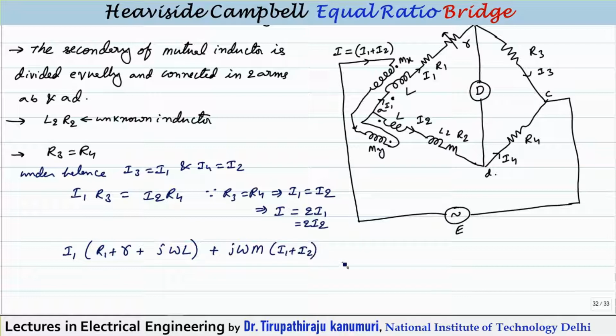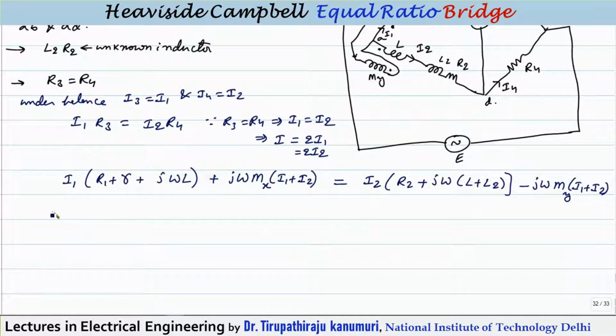j omega M times of (I1 plus I2). So this will be equal to, now coming to the secondary side, I2 multiplied by R2 plus j omega times of (L plus L2), and now the coupling is a negative coupling, so this will become equal to minus j omega M into (I1 plus I2). Because the mutual coupling here is My and here it is Mx, I forgot to write it. So this is Mx and My.